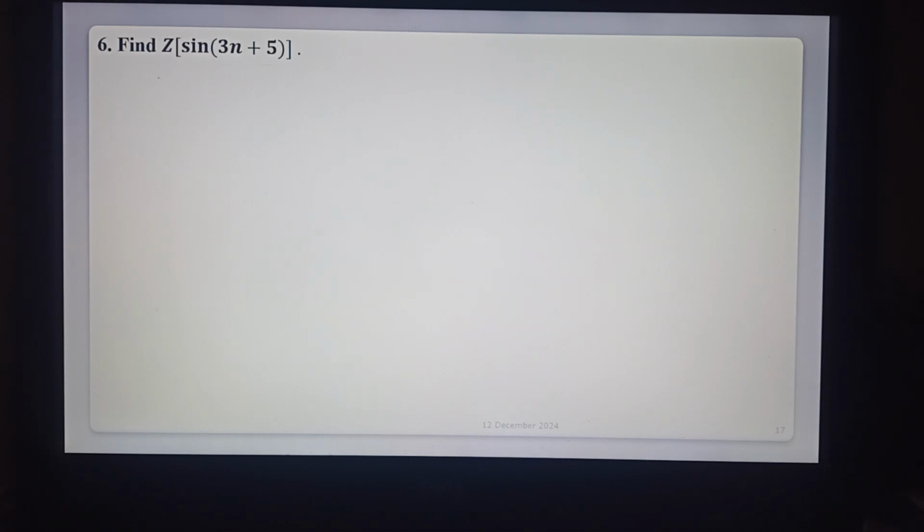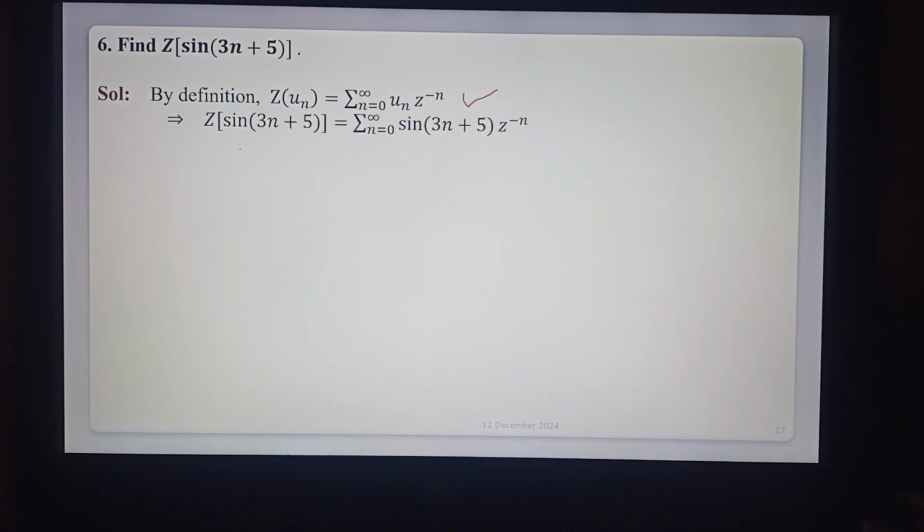So next example here, find z transform of sin of 3n plus 5. By definition, z transform of un is equal to summation n is equal to 0 to infinite un into z power minus n. Un is equal to sin of 3n plus 5. Now expand in the sin a plus b form: sin a cos b plus cos a sin b gives sin 3n into cos 5 plus cos 3n into sin 5.